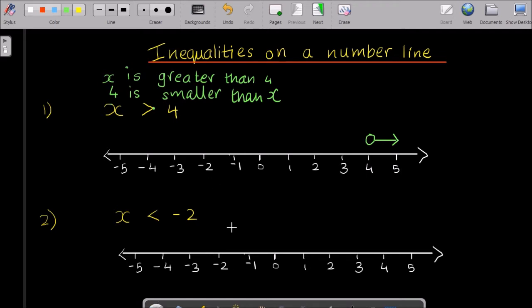Similarly, in question number 2, we have x is less than minus 2. So above minus 2, I'm going to have an empty circle, right? I'm going to go to the left this time because it's less than. My arrow's not come out really great, so I'll do my arrow again. Now we'll look at a few more examples.